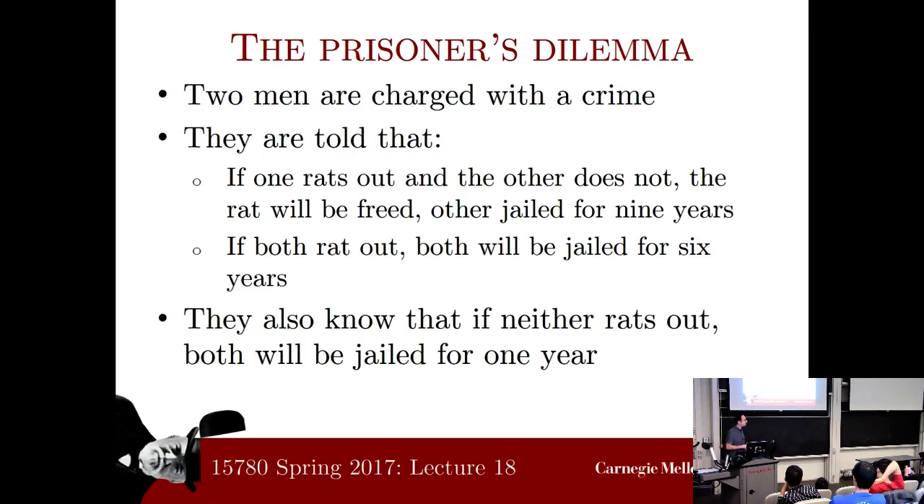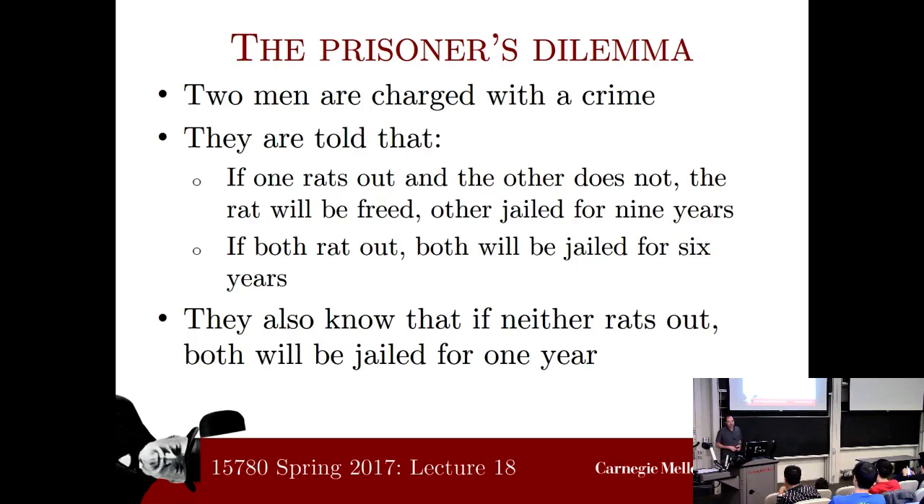So the story is, 2 men are charged with a crime, and they're told by the police, or sort of know from their contacts, that if one rats out and the other doesn't, then the rat will be freed. So basically, all of the blame goes to the guy who didn't rat out, and the guy who was nice to his partner will be jailed for 9 years. So he gets all of the blame.